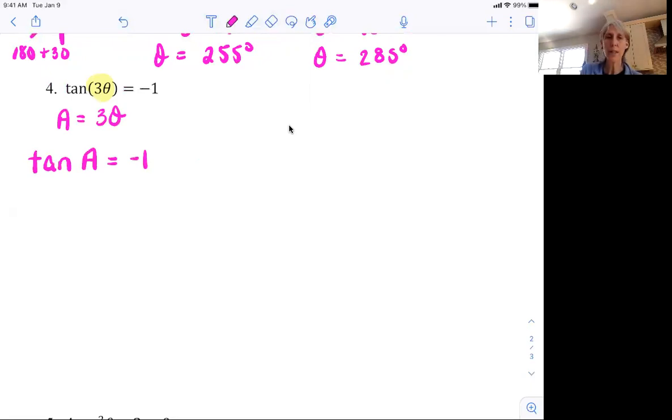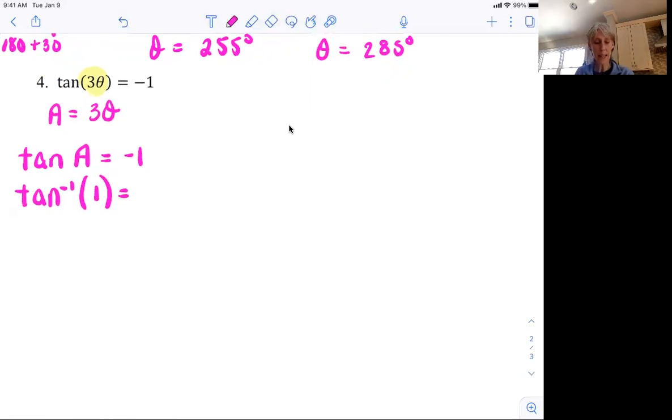When I go to solve this, solve for the positive function value. So the angle whose tangent is 1, hopefully you remember this from last unit. If not, go ahead and use your calculator, is a 45-degree angle. Our function value is negative, so we need to adjust this.